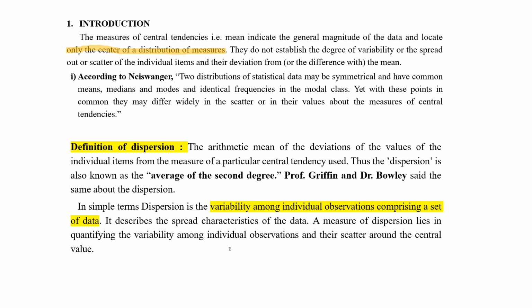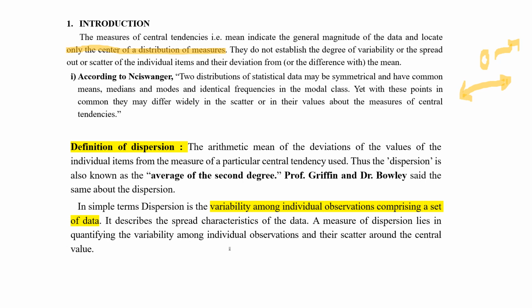Measures of central tendency locate only the center of the distribution of measures. They don't establish the degree of variability, or the spread and scatter of the individual items and their deviation from the mean.